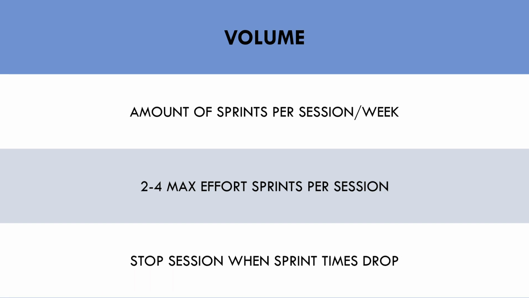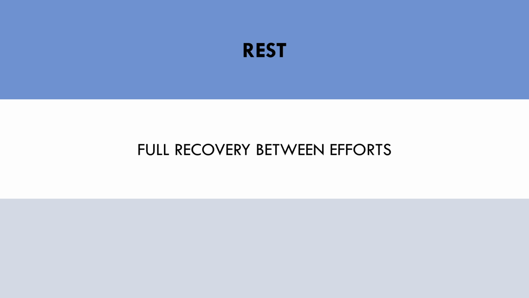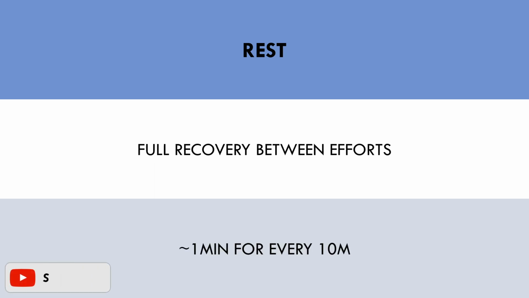The last important variable for speed training is rest times. Simply put, athletes need to allow full recovery between sprints to ensure maximal sprint speed. This exact time may vary from athlete to athlete, but a general rule is to allow at least 1 minute of recovery for every 10 meters the athlete sprints. Now that we have explored how training variables should be adjusted for speed training, we can begin to explore how to implement this into a program.